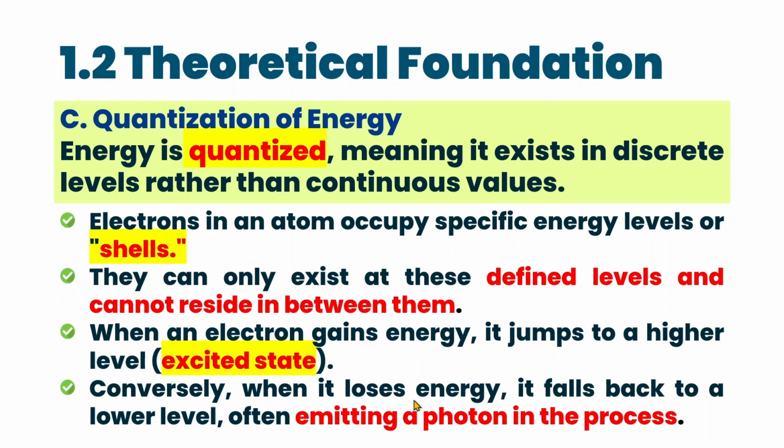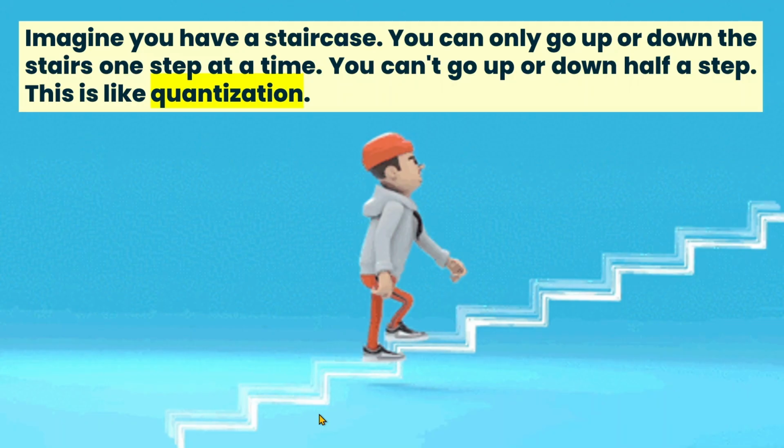So inside an atom, if you can imagine, electrons can only occupy these defined energy levels. It's just like steps on a ladder. They can't exist in between. Remember, when an electron absorbs energy, it can jump to a higher level. That's what we call the excited state. And when it loses energy, it falls back down, releasing energy as a photon.